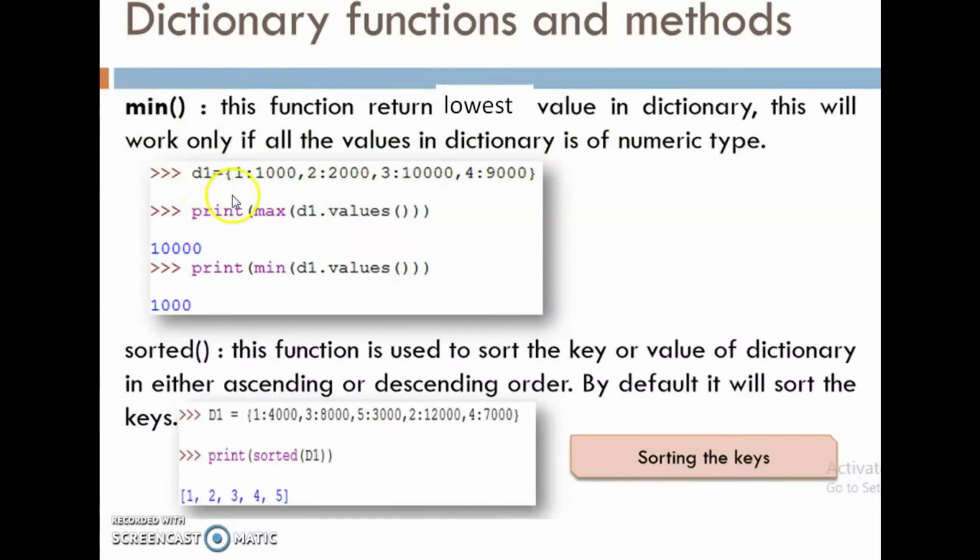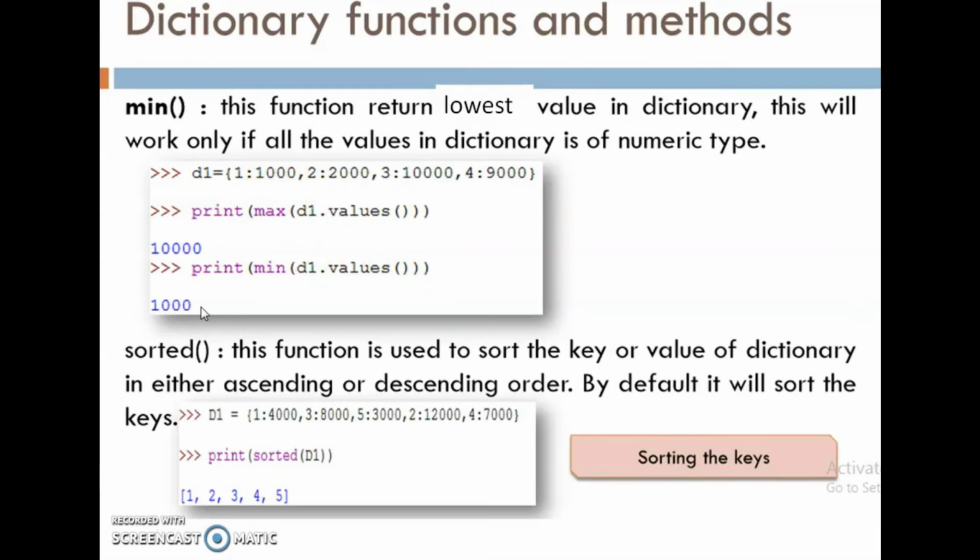Example, d1 = {1:1000, 2:2000, 3:10,000, 4:9,000}. Print max(d1.values()). Which is the maximum value? 10,000. Then we can see the 10,000 value. Print min(d1.values()). Which is the lowest value? 1000. Then 1000 we can see.